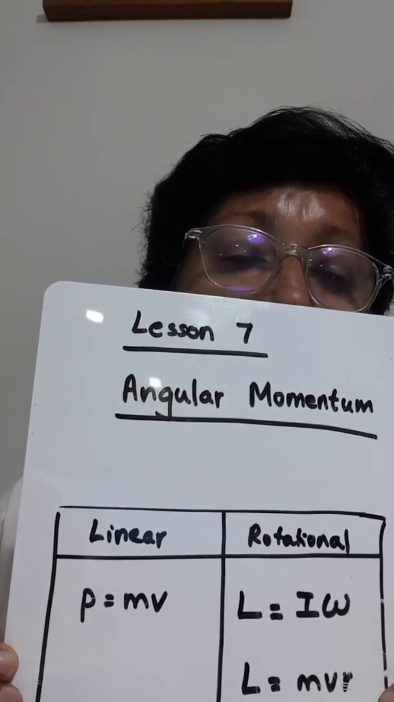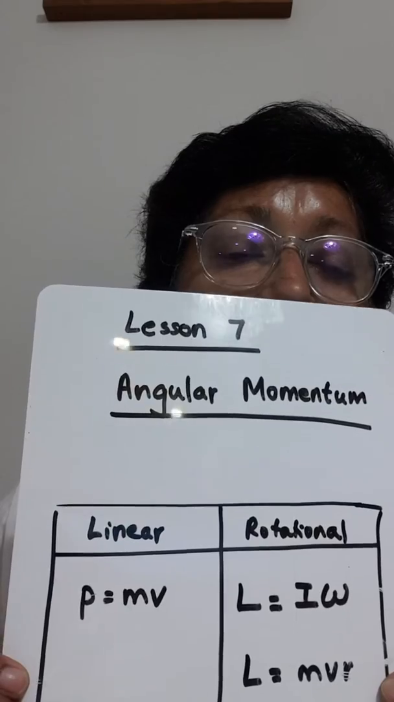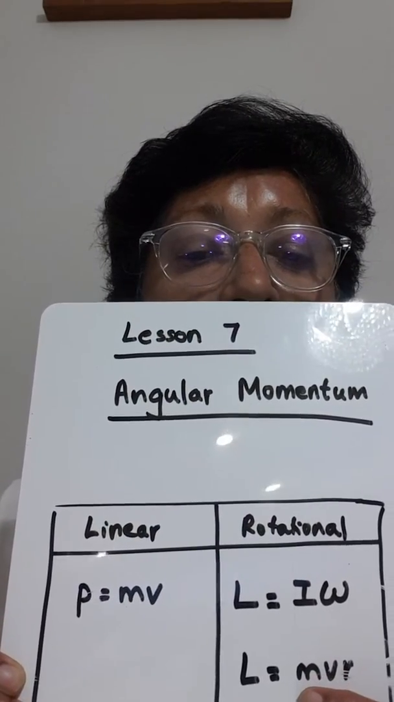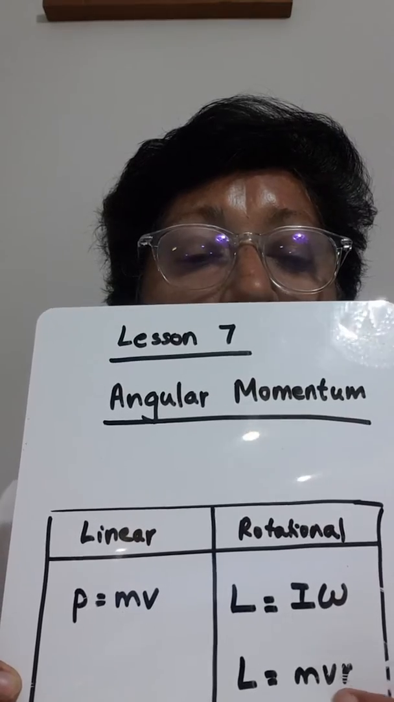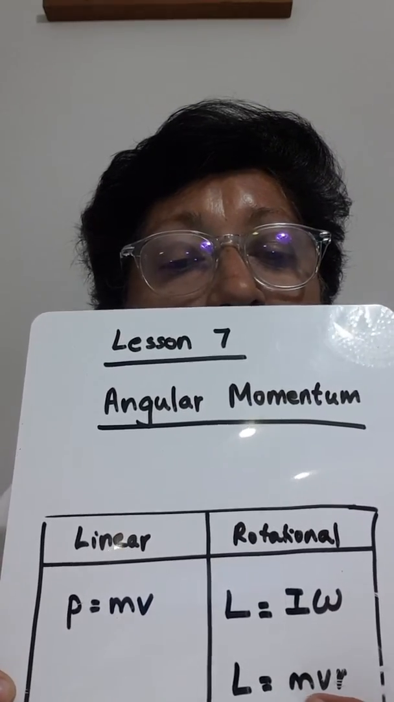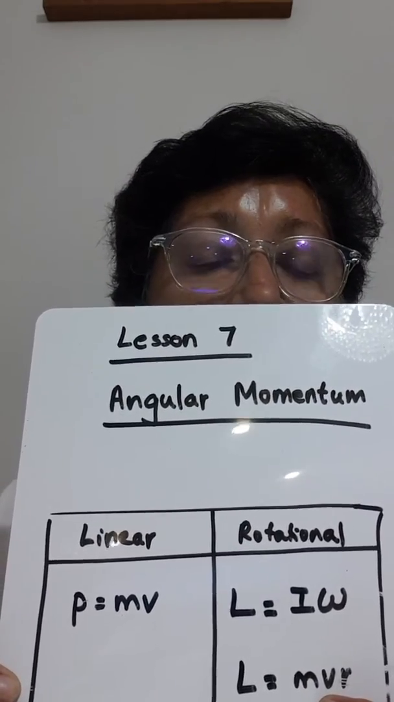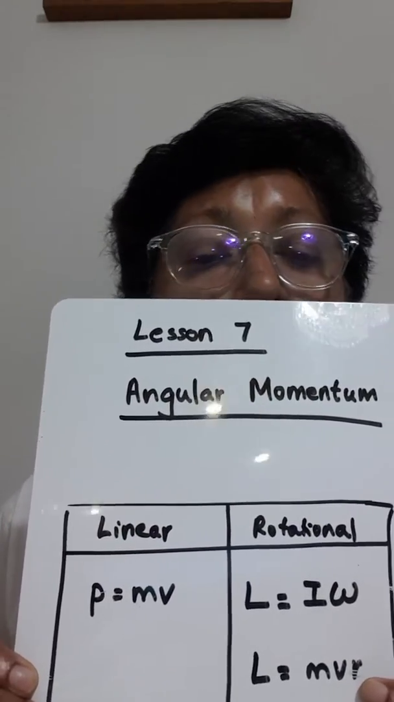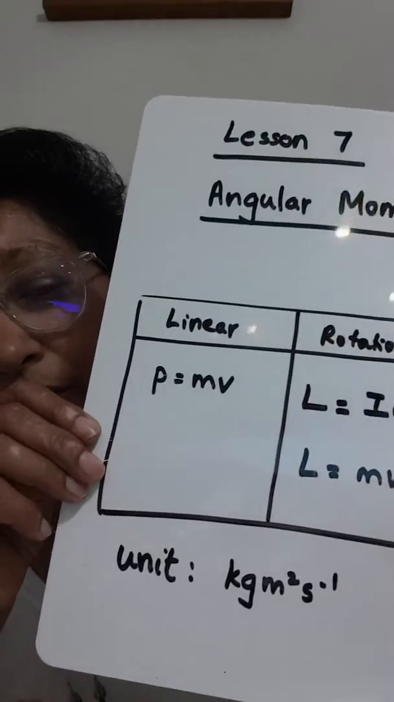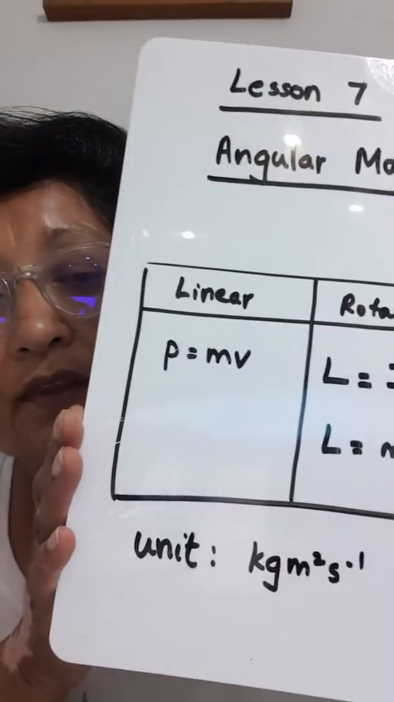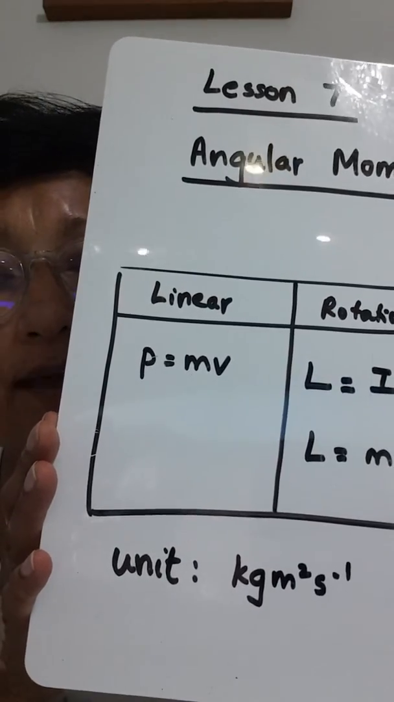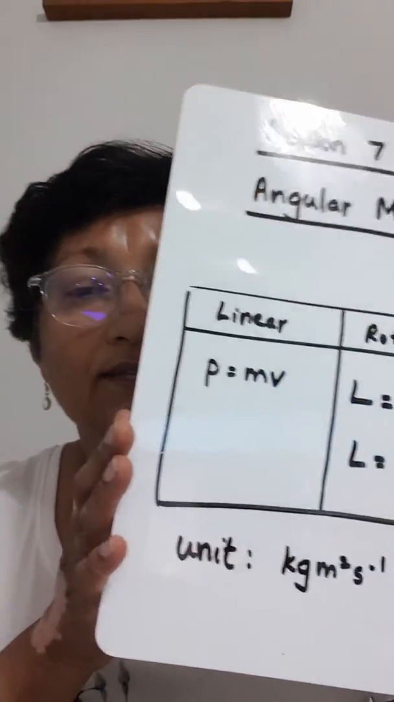Now the unit for angular momentum is easily remembered if you just put in the units for m, v and r. m is measured in kilograms, v is measured in meters per second, and r, the radius, is in meters. So if you put all those together, you end up with the unit for angular momentum, which is kilogram meter squared per second.